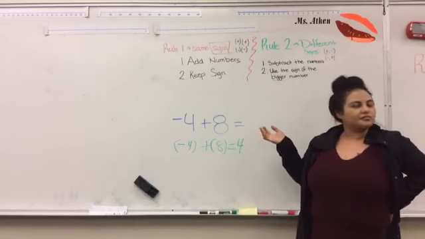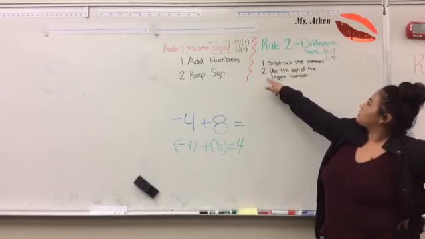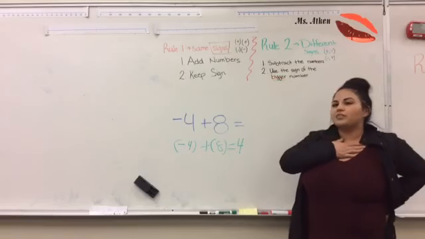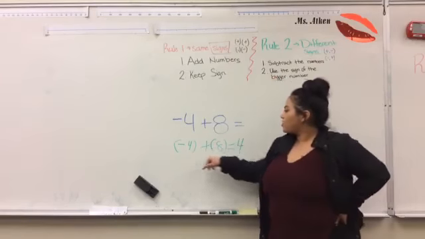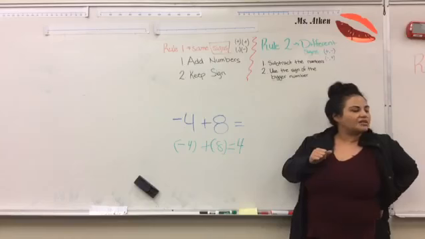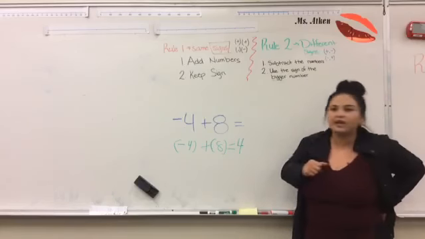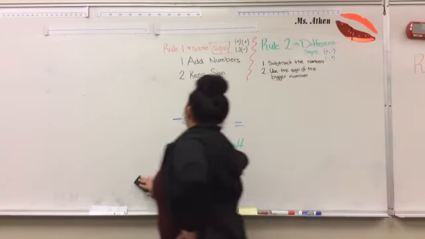What's 8 minus 4? 4. And then step 2 says use the sign of the what number? The bigger number. Is 4 or 8 bigger? 8. So is it positive or negative? Positive. Okay. Now you're doing it on your own.